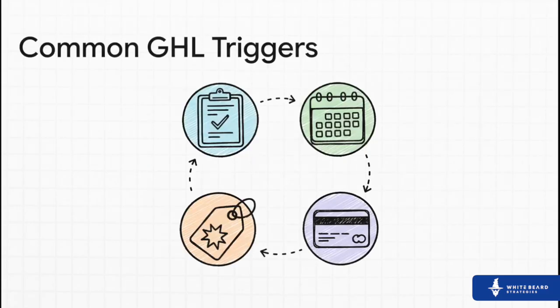And the triggers? Oh man, they can be almost anything that happens in your business. Someone fills out a form on your website, that's a trigger. They book a call, trigger. Pay an invoice, yep, another trigger. You could even just add a tag to their contact and boom, literally any of those things can be the starting gun that kicks off an entire automated sequence.